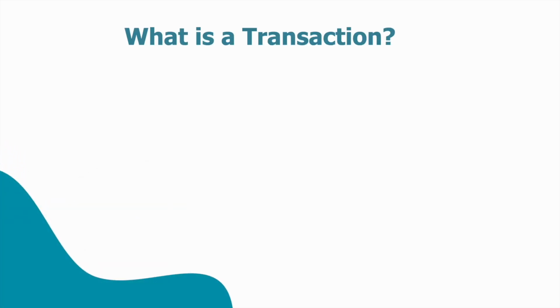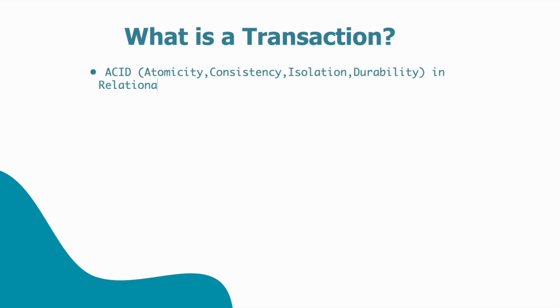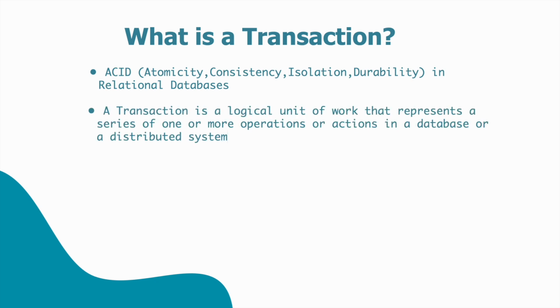So let's first understand what is a transaction. You must have heard of ACID properties in relational databases. ACID stands for atomicity, consistency, isolation, and durability. So basically, a relational database is supposed to follow ACID properties, and a transaction is something that provides those ACID properties to the relational database.